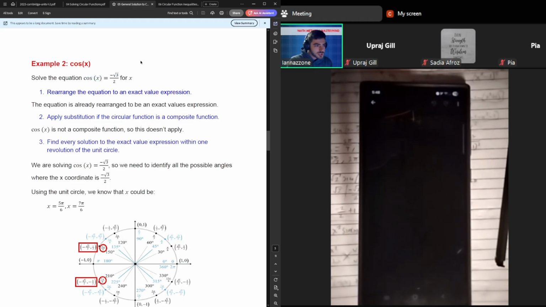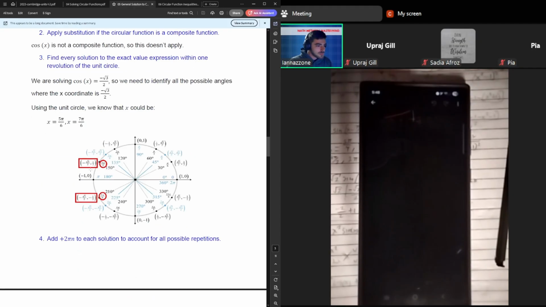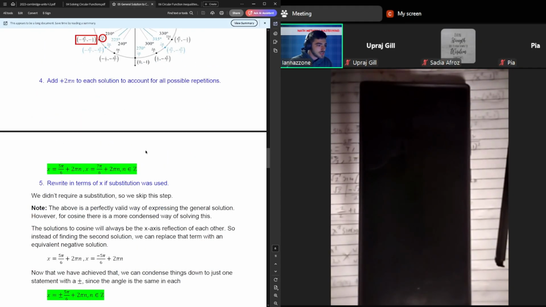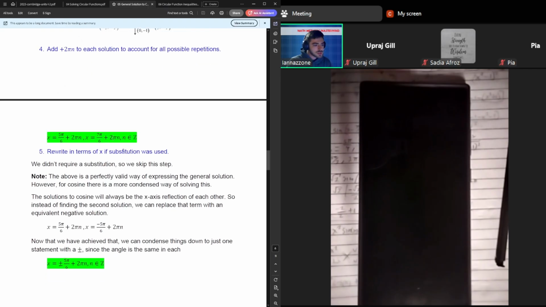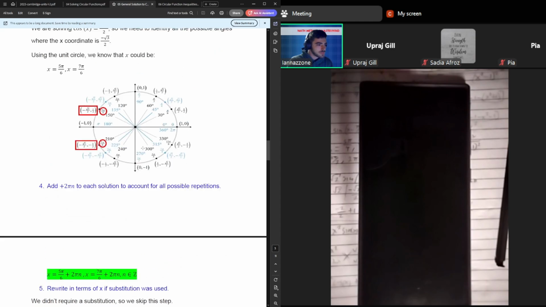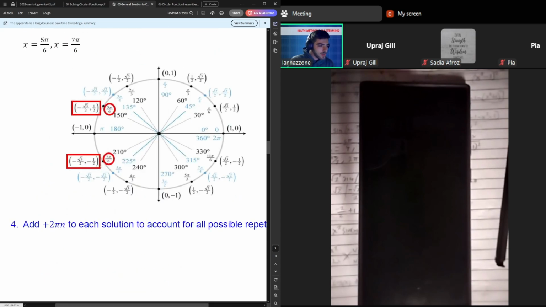So first up, where's cos equal to negative root 3 over 2? Well, you find those two spots, you stick your 2 pi n there, and you're mostly good. Now, if you want to go above and beyond to simplify that even further, one thing to notice about cosine is that its solutions are always vertical from each other. Or another way to say that is one is the reflection of the other. So another way to write this would be positive 5 pi over 6 and negative 5 pi over 6.